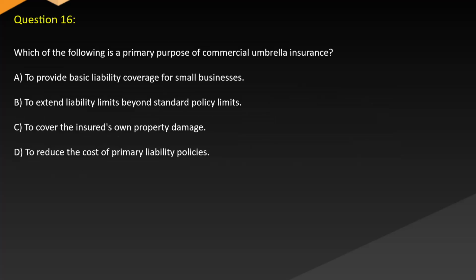Question 16. Which of the following is a primary purpose of commercial umbrella insurance? A. To provide basic liability coverage for small businesses. B. To extend liability limits beyond standard policy limits. C. To cover the insured's own property damage. D. To reduce the cost of primary liability policies.